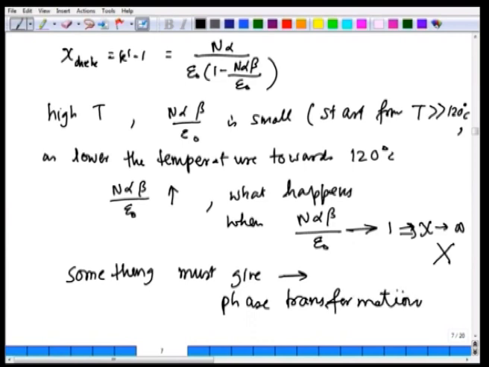And this is because of this reason: at a temperature of 120 degrees centigrade, when this value is tending towards 1, the crystal would fly apart if nothing happened. Since the crystal does exist, what has happened is it requires a phase transformation and you get what is called the tetragonal phase, which I have shown of barium titanate. That is what you get: the barium titanate tetragonal phase.